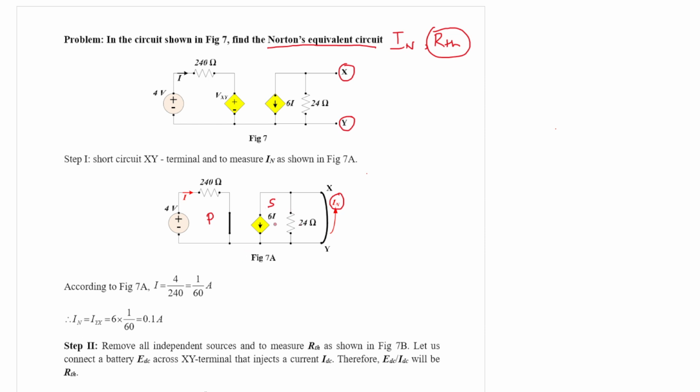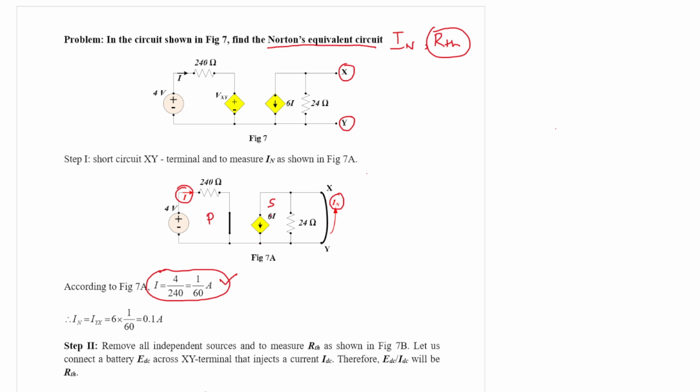However, the primary and secondary networks are coupled to each other by this factor. The current flowing through the primary side is I, and that I is determining the magnitude of the dependent source current which is in the secondary network. So in this way these two networks are coupled. From this primary side we can directly write the value of I. I is nothing but 4 by 240, which is 1 by 60 ampere.